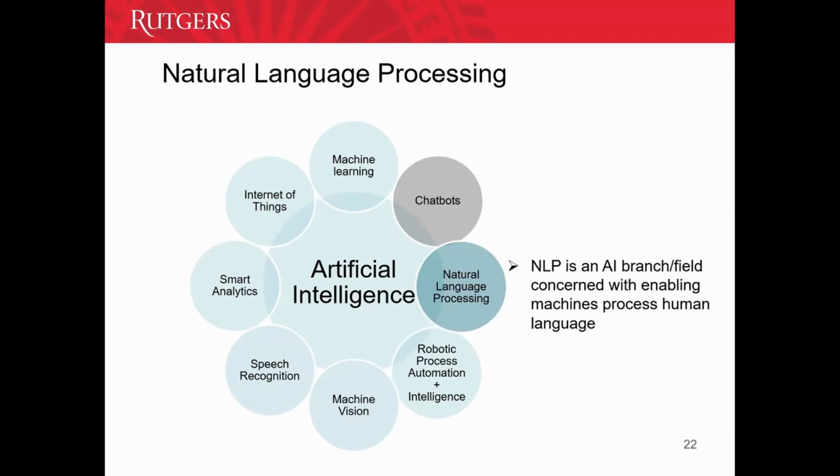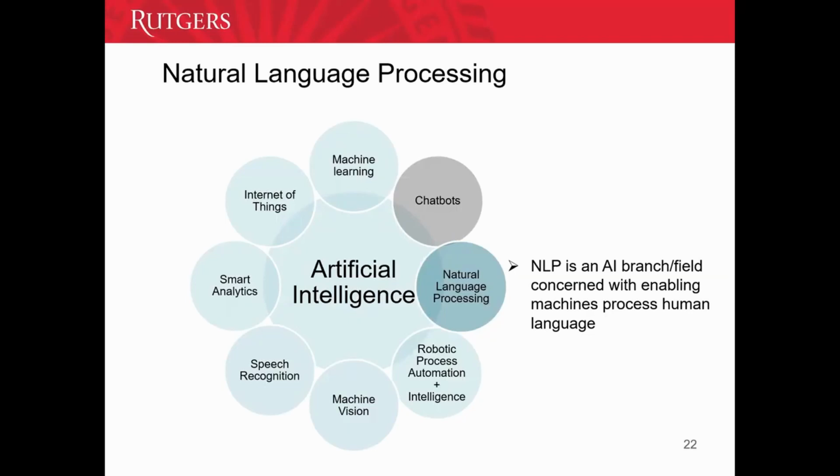So the next AI technique I'm going to talk about is natural language processing. Natural language processing is a branch of artificial intelligence that is concerned with enabling machines to process human language. So think about yourself, right? You engage with a chatbot and the chatbot is able to respond to what you're asking in your natural language. That basically is natural language processing. And natural language processing is not limited to chatbots, which we've just spoken about. There are many other use cases of natural language processing.